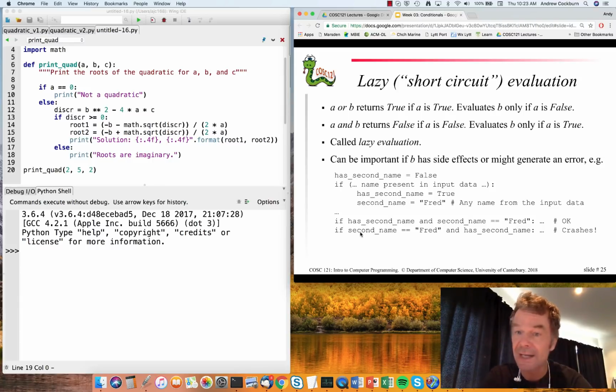So this lazy short-circuit evaluation is something that can cause risks for you, and you need to understand that Python only evaluates the second half of A or B, only evaluates B, in the condition that A is false. And it only evaluates B in a Boolean expression A and B if A is true. Okay, hopefully that makes sense for you.